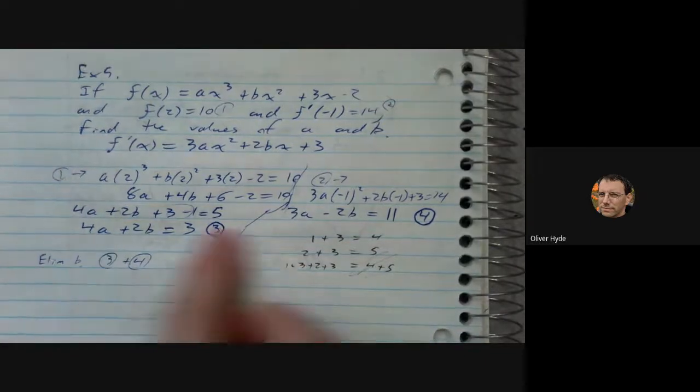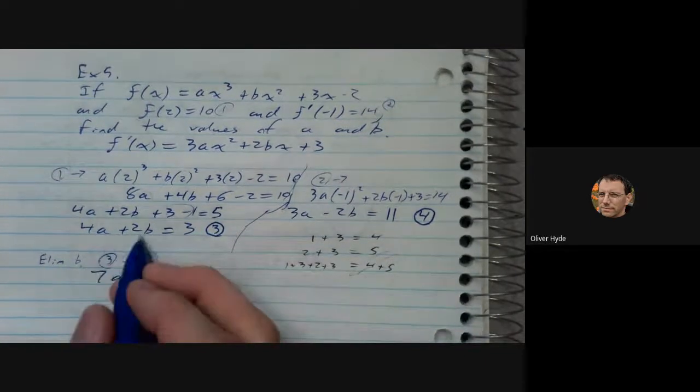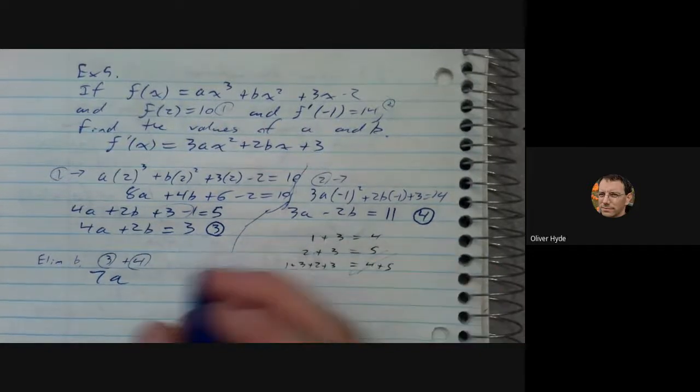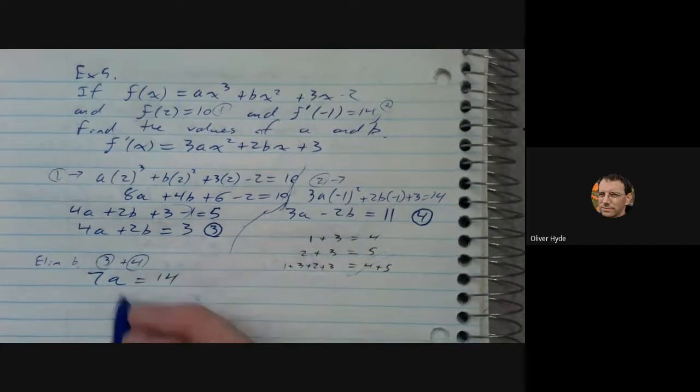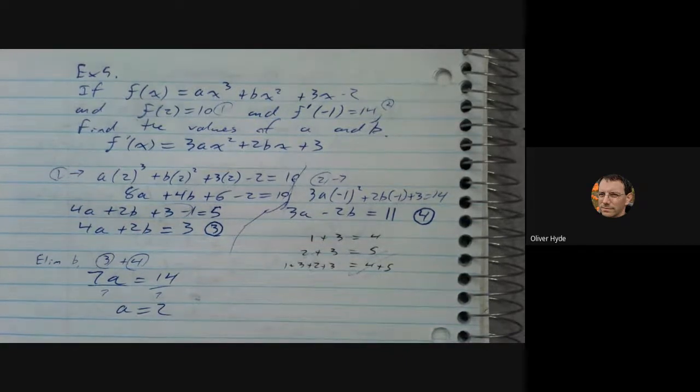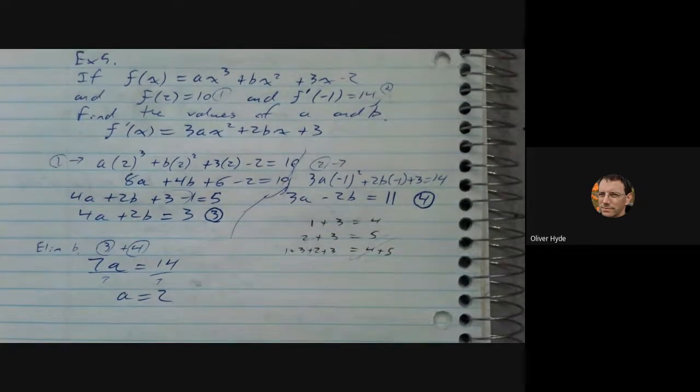Okay, 4a plus 3a is going to be 7a. 2b plus negative 2b eliminates to plus 0b. 3 plus 11 is 14. And you shouldn't feel like you've definitely done this right just because 14 is divisible by 7. You're not always going to get integer values, but it happens a lot as well.